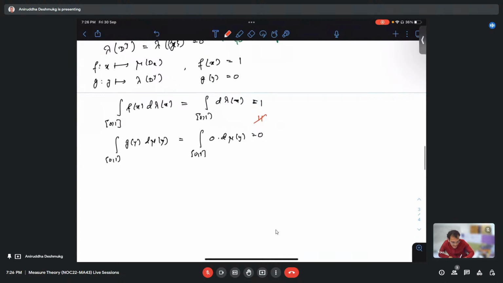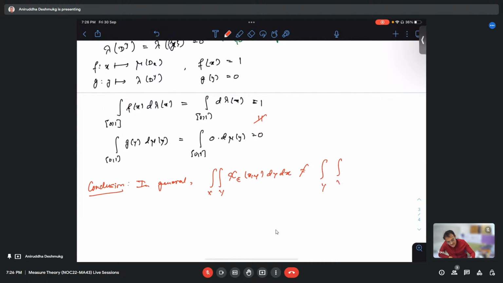So what we concluded is that, in general, the integral over x of the integral over y of chi E(x,y) dy dx is not equal to the integral over y of the integral over x of chi E(x,y) dx dy.